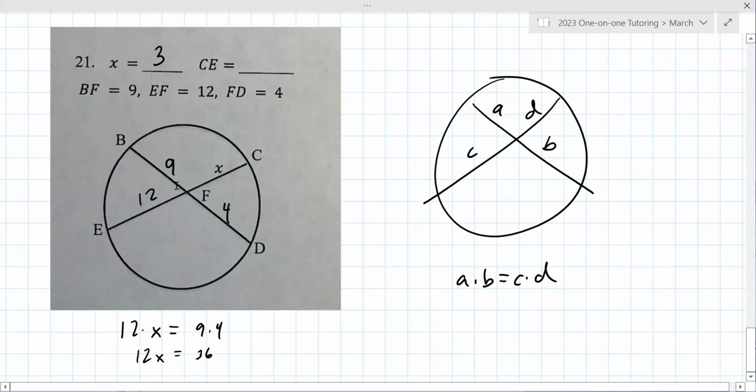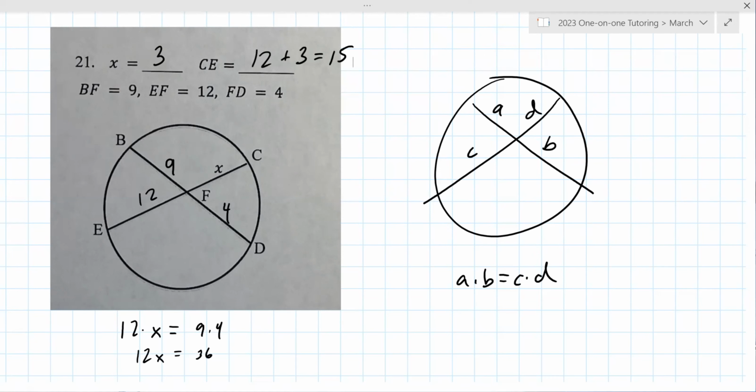And then they go a bit further here. They want you to find the full length of one of the chords. X equals 3. So CE is going to be 15.